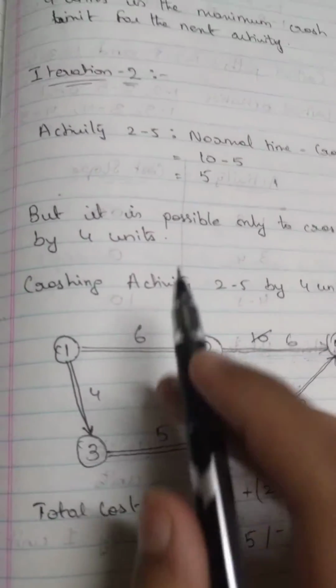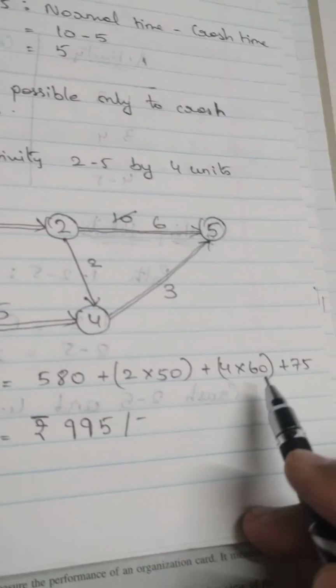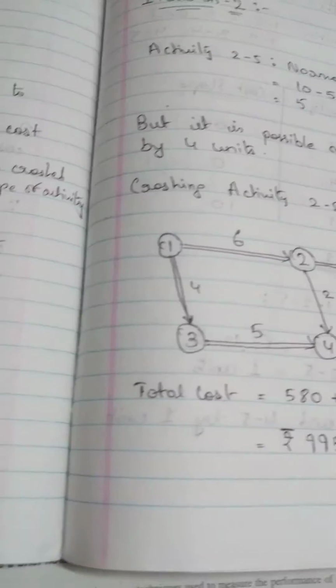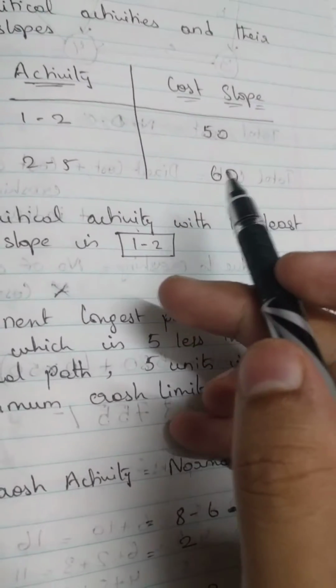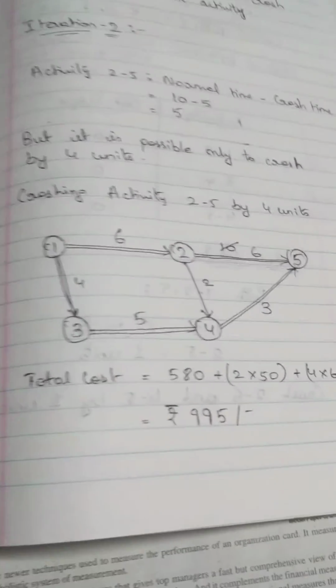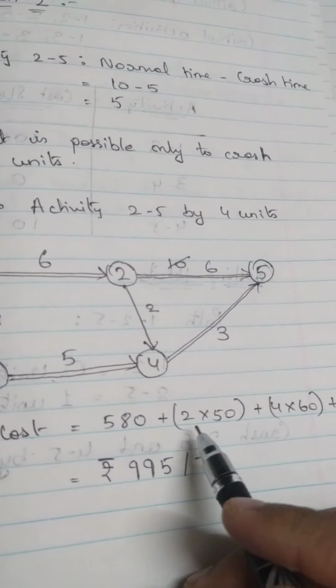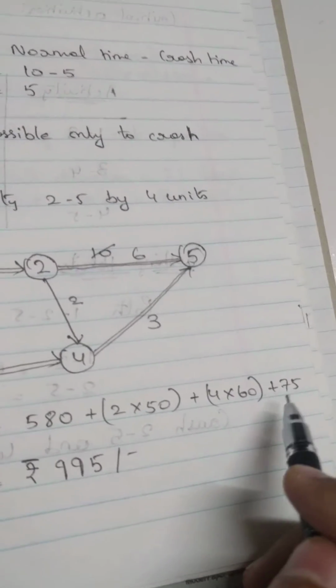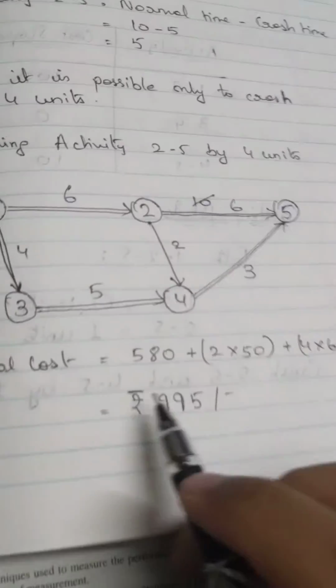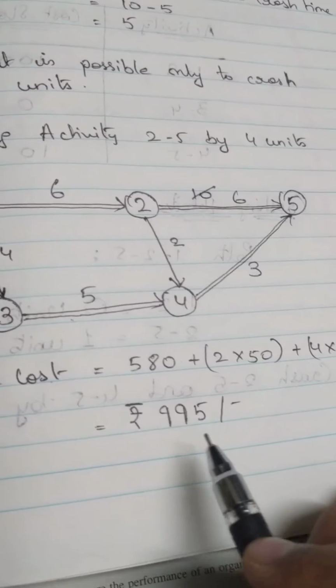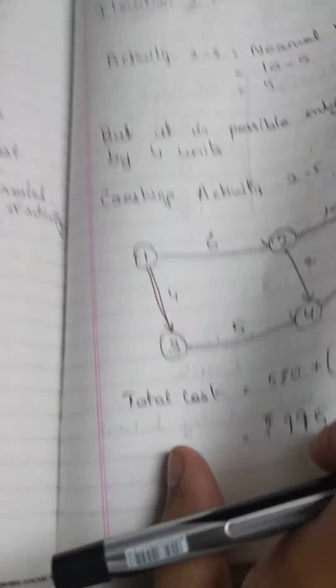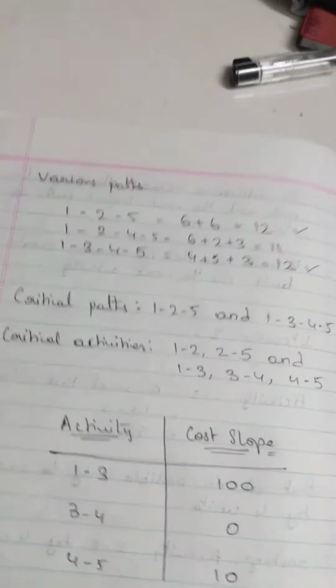And how do we get this? We are reducing 4 units. So that is 4 into the cost slope of that activity. And the cost slope of that activity is 60. So 580 plus 2 into 50 plus 4 into 60 plus 75, which is our indirect cost. We are going to reach 995 rupees. And this is our total cost for the second iteration.